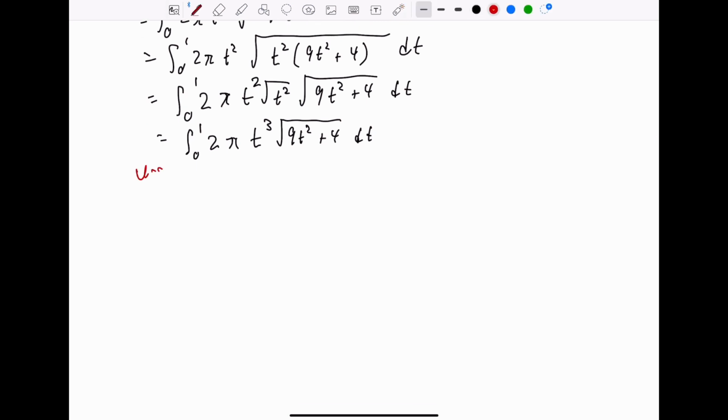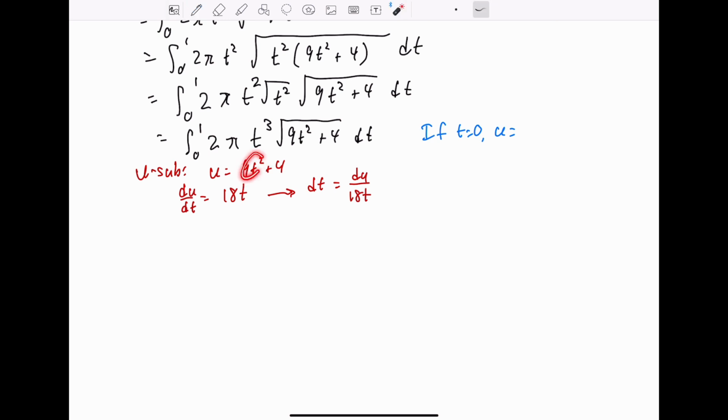So we're going to do u substitution using u equals 9t squared plus 4. The derivative of u with respect to t is 18t, and this tells us that dt is du divided by 18t. We have a definite integral, so we must transform the limits of integration. If t equals 0, u is 9 times 0 squared plus 4, that's just 0 plus 4. So the corresponding value for u is 4. And if t equals 1, u is 9 times 1 squared plus 4, that's 13.